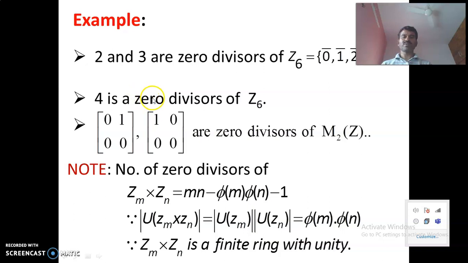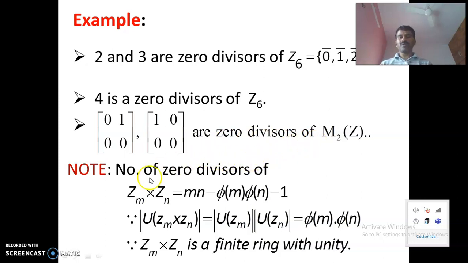And 4 is also a zero divisor of Z6, since if you take 2, its product with 4 is 0 there. And if you take these two matrices, [0 1; 0 0] and [1 0; 0 0], individually they are non-zero matrices, but the product of these two matrices becomes 0. That's why these two matrices are zero divisors of M2(Z).